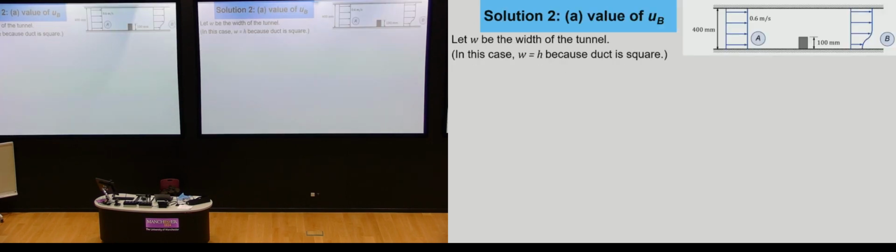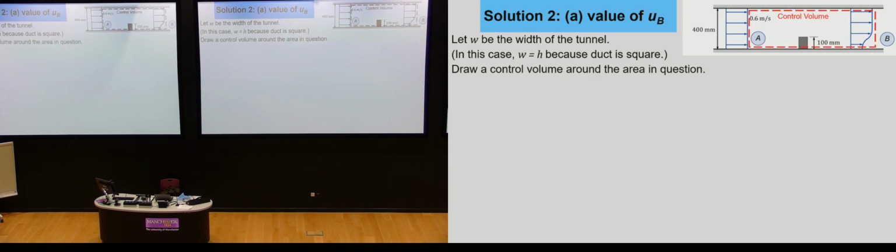Okay, so let's find that value UB. So W is going to be the width of this duct or this tunnel, and we're going to set it equal to h because we're told it's a square duct.